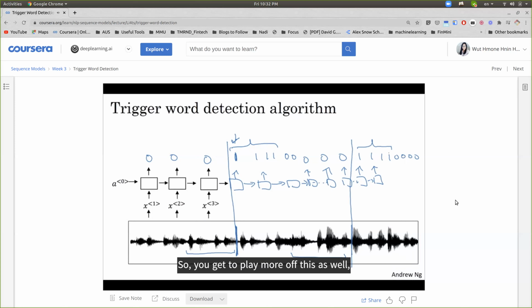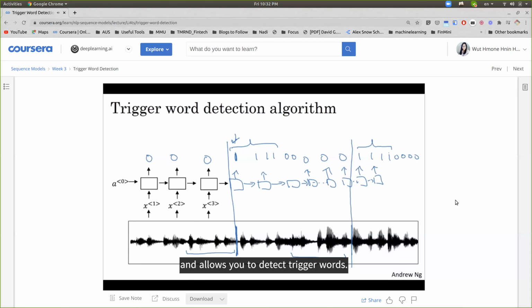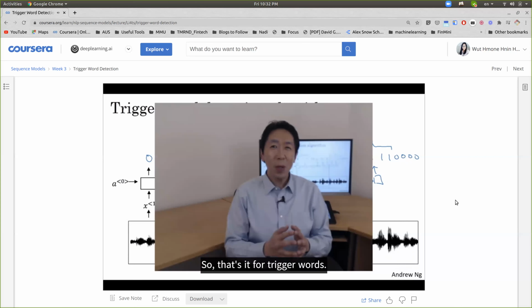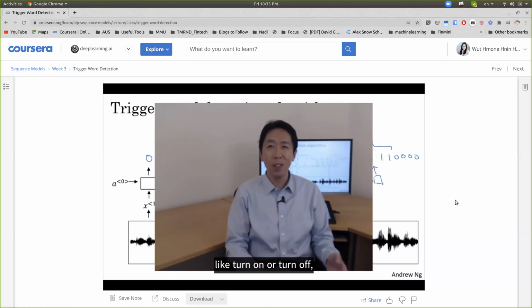So you get to play more with this as well in the programming exercise, but I think you should feel quite proud of yourself if you've learned enough about deep learning that it just takes one picture and one slide to describe something as complicated as trigger word detection. And based on this, I hope you'll be able to implement something that works and allows you to detect trigger words. But you'll see more of this in the programming exercise. So that's it for trigger words. And I hope you feel quite proud of yourself for how much you've learned about deep learning, that you can now describe trigger words in just one slide in a few minutes, and that you can hopefully implement it and get it to work. Maybe even make it do something fun in your house, and it might turn on or turn off, or do something on your computer when someone says a trigger word.